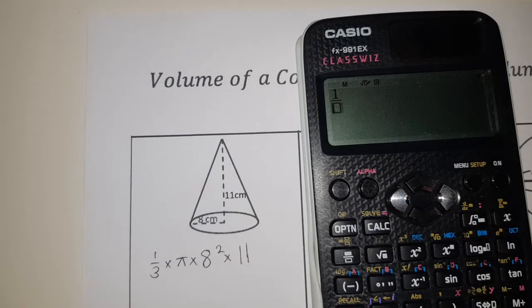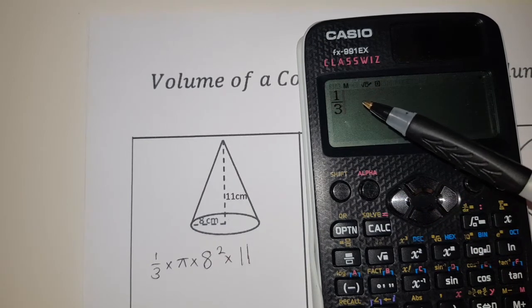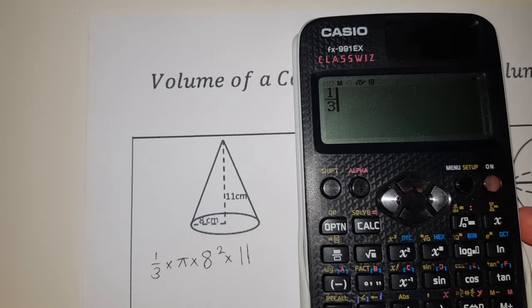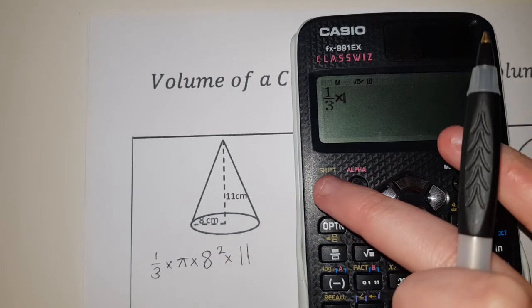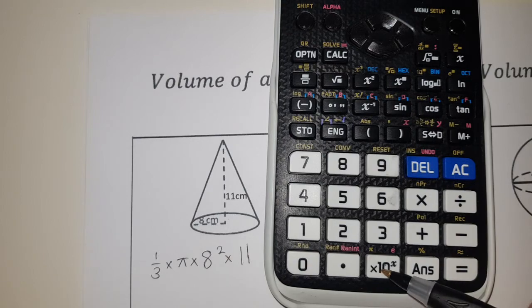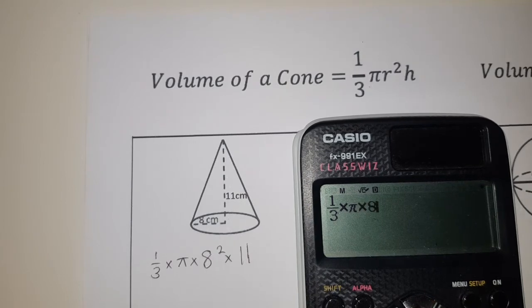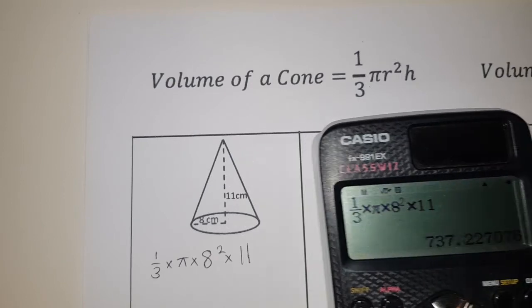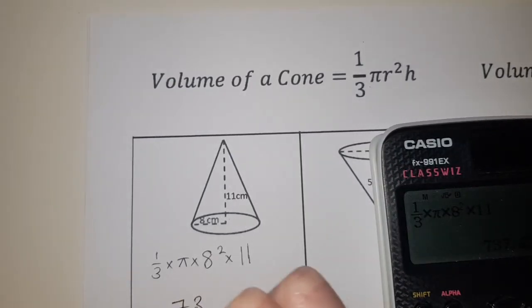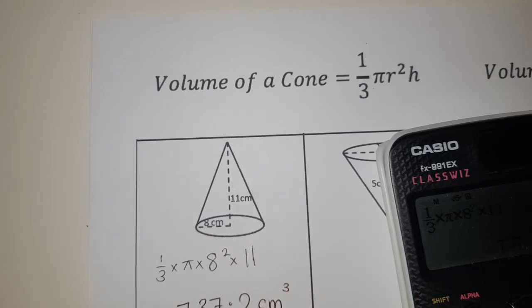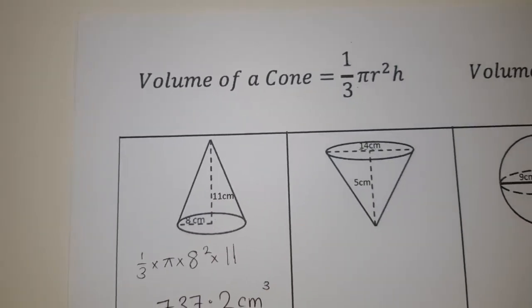So 1/3. Remember, if you haven't got a fraction button on your calculator, just put brackets, 1 divided by 3, close your bracket, and it'll give you a third. Okay, times by, and then if you click shift and your times 10 to the power of something button, you'll have a pi symbol. So we've got a third pi times 8 squared times 11. Chuck that into our calculator and we get an answer to 1 decimal place of 737.2 centimetres cubed, because it's volume. And that's it. That is the volume of a cone.